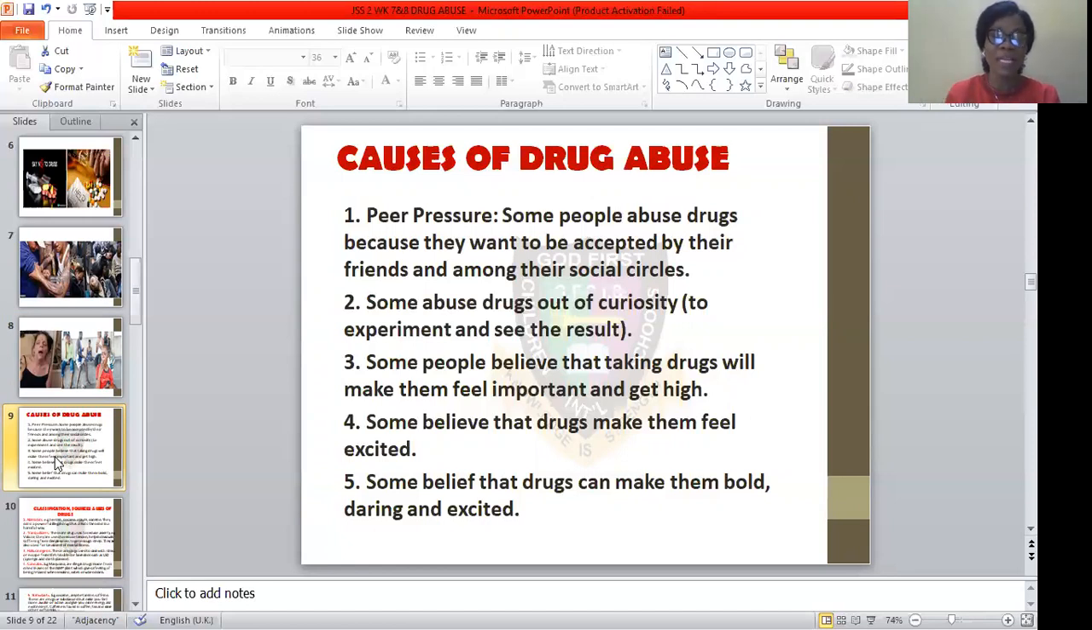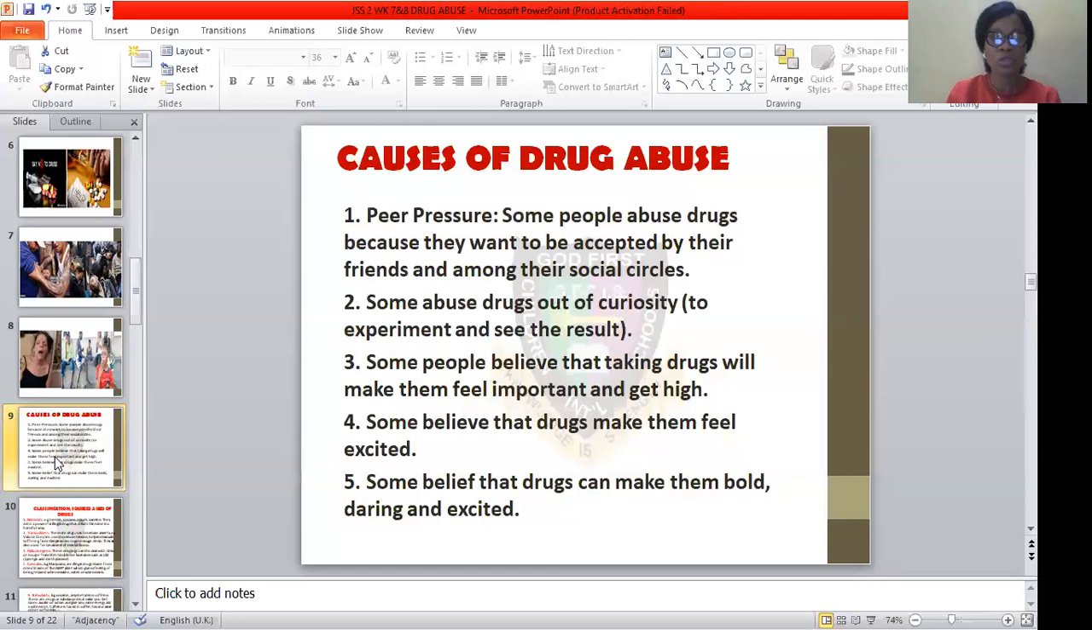Fourthly, some people believe that drugs make them feel excited. Maybe they are depressed, they are low, they are not happy. They've been hurt by the society or by the friends or their families, and they resort to taking drugs. Your friends will tell you, what happened to you? It has happened to me before, don't worry, by the time you take this, you feel excited, you'll be happy, you forget about your sorrows. It is a lie. Though at that present moment, you will feel what they tell you that you feel. But at the end of the day, it's going to cause you more harm than good you have expected.